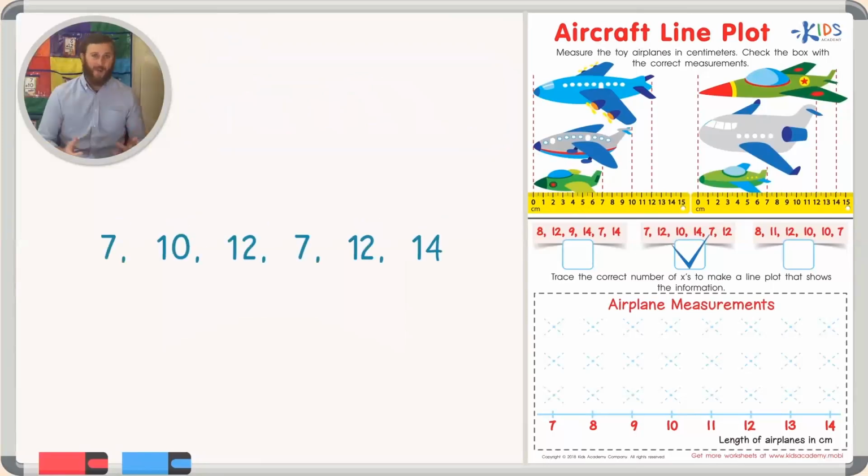Now, what I like to do when I'm making a line plot is I like to put the numbers in order. So I'll write my 2 7s. I know that I also have 1 10. I have 2 12s and a 14. So now it's my job to make my very own line plot. So let's represent our airplane on this line plot. So I know that there's 2 7s, and each X represents 1 airplane. So under 7, I'll trace 2 X's.